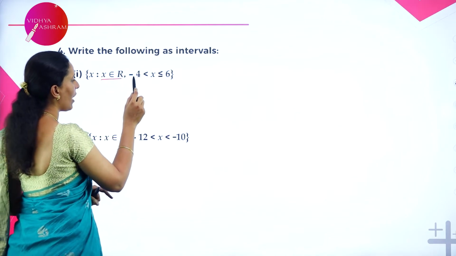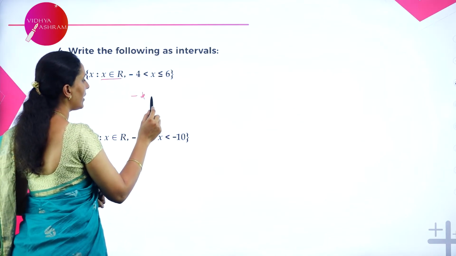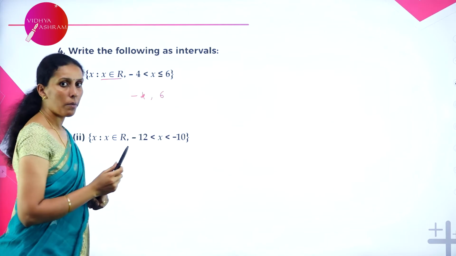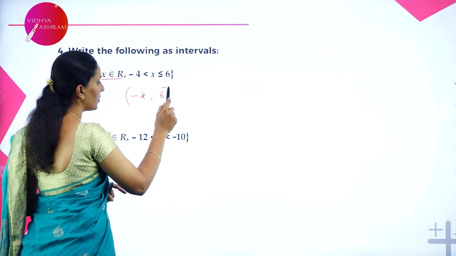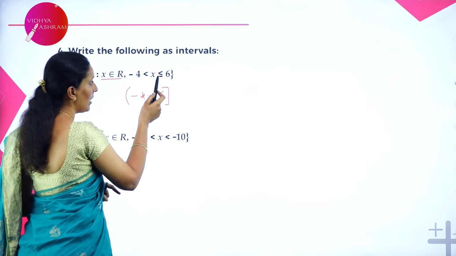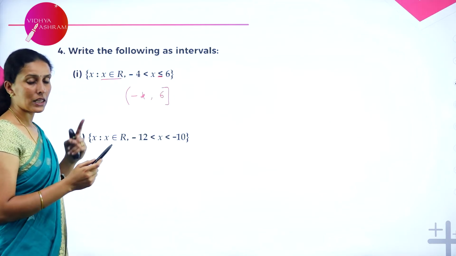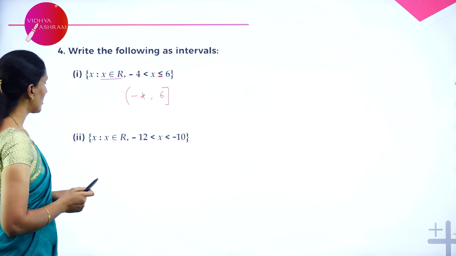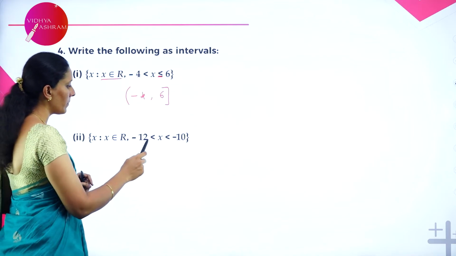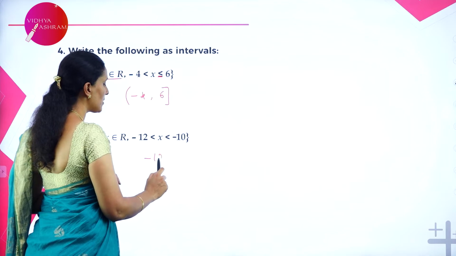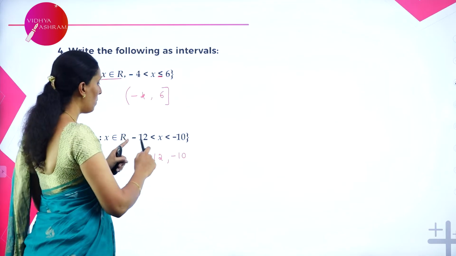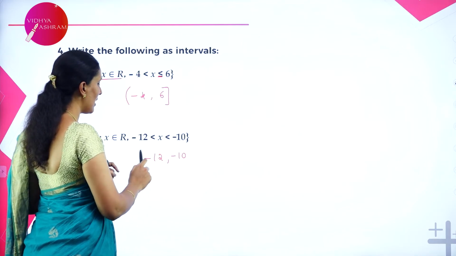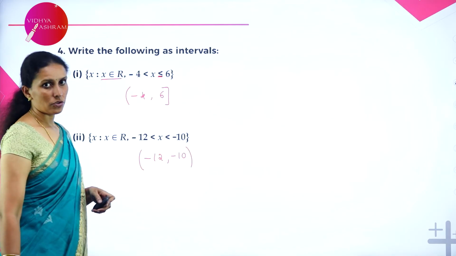Clearly this set, we have minus 4 here. Let us write down the endpoints. But what about the intervals? Here I need to put open interval, here I need to put closed interval because I have less than or equal to symbol in the set builder form. Next, x belongs to real number. We need to write the endpoints minus 12 comma minus 10. What about the intervals? Both side it is less than, so therefore it is open interval.